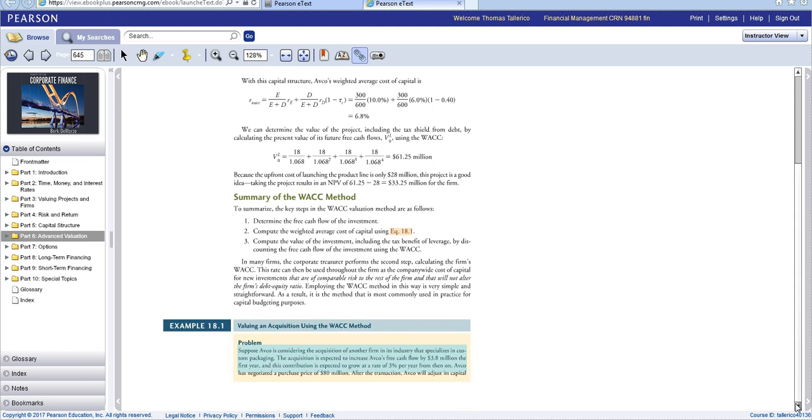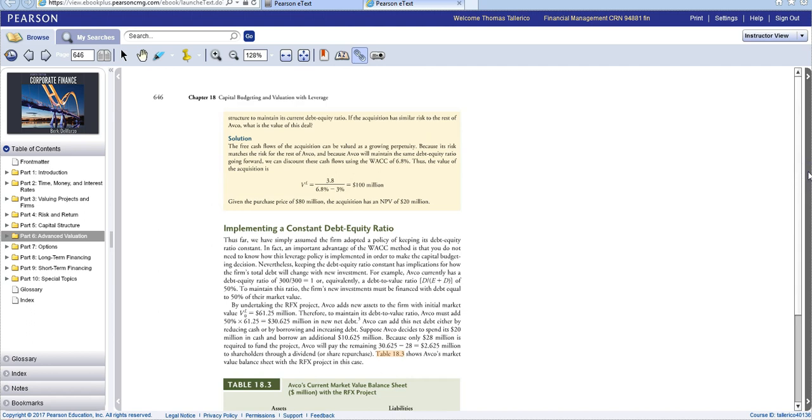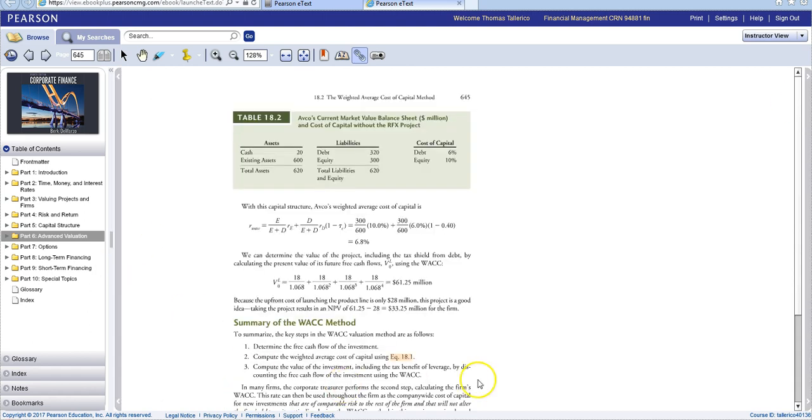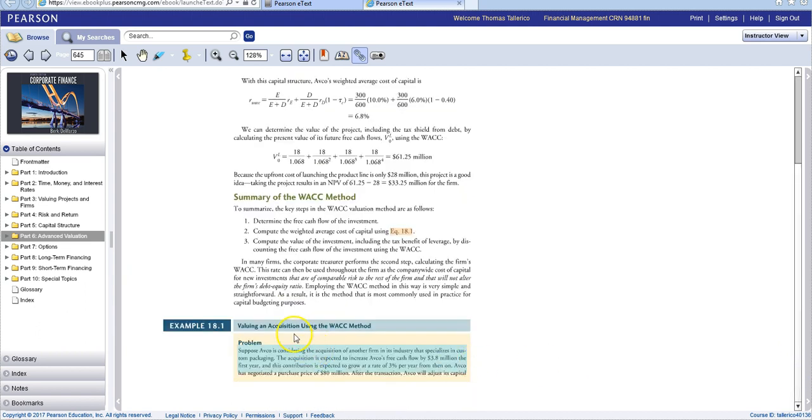All right, so then we go through the same process again. And again, we value an acquisition that we made. Let me go up a minute and read that to you. Oops, wrong slide. Suppose Avco is considering the acquisition of another firm. The acquisition is expected to increase their free cash flow by $3.8 million the first year, and the cash flows are going to grow at 3% each year. They negotiated a purchase price, so there's the initial price, $80 million.